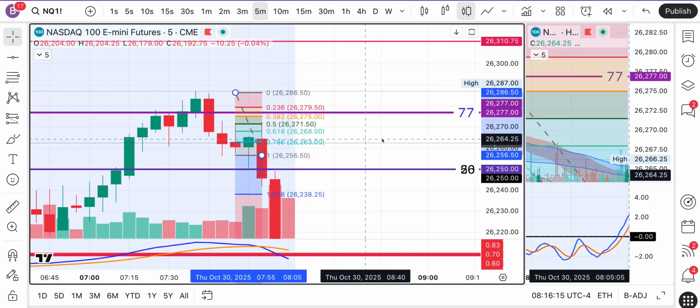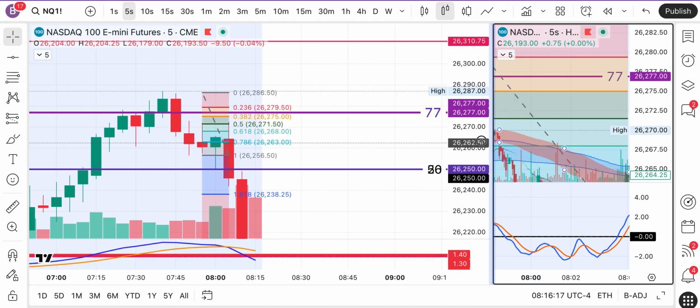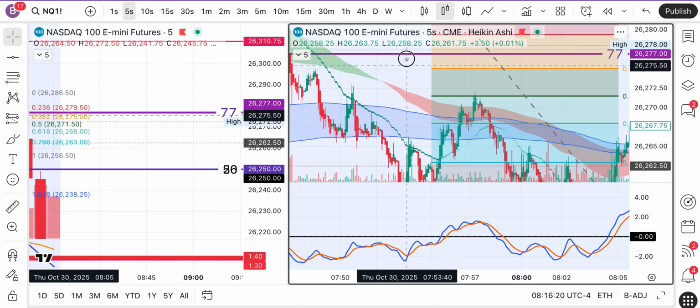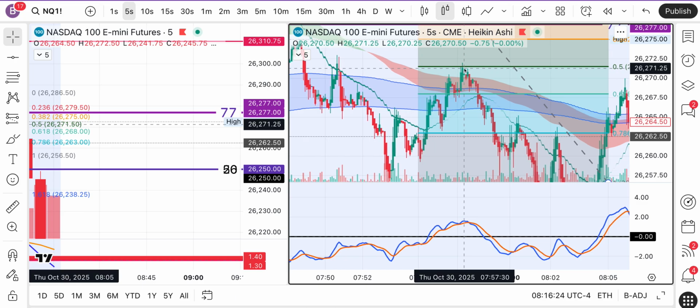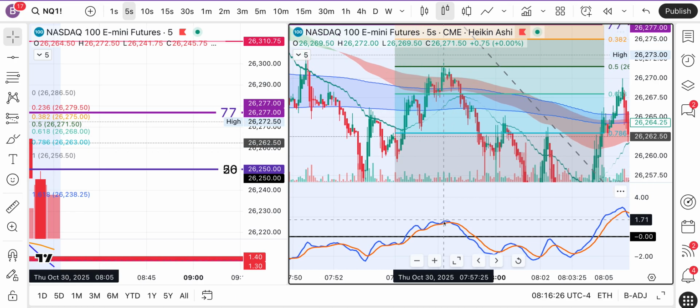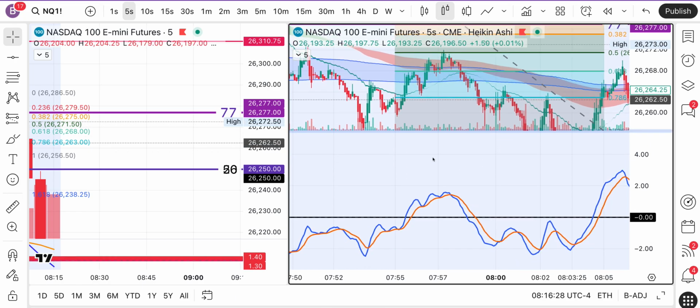And that one hit. That one hit the 50. Hit it nice, right? Check it out. It came up, oscillated around, tagged it right here, and rolled over. I saw my stochastics rolling over at the same time, right?